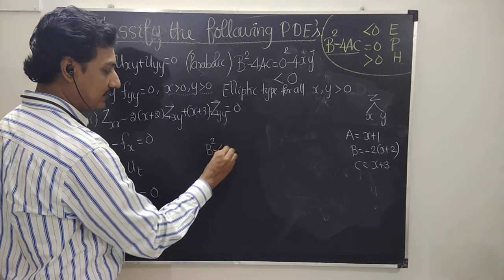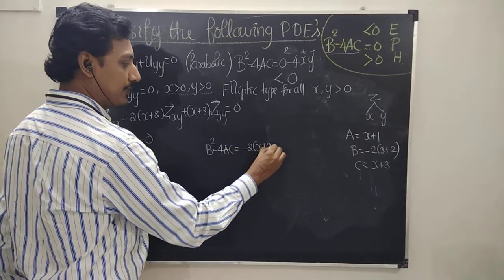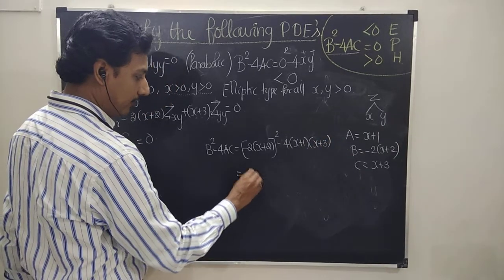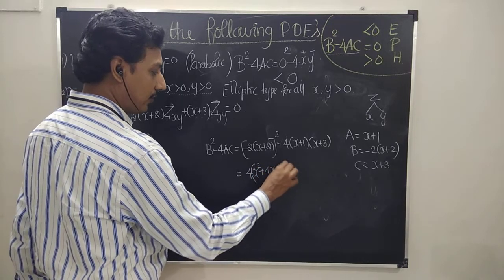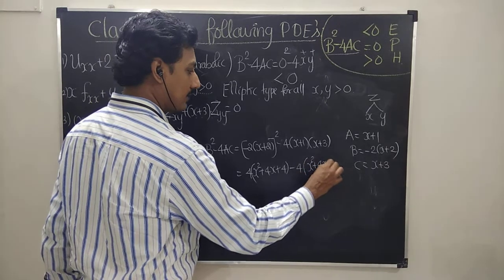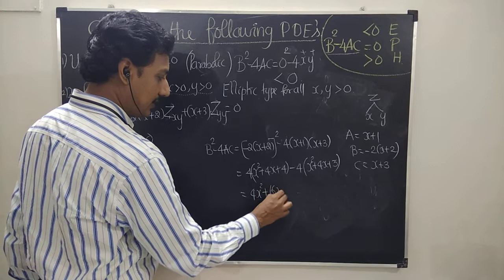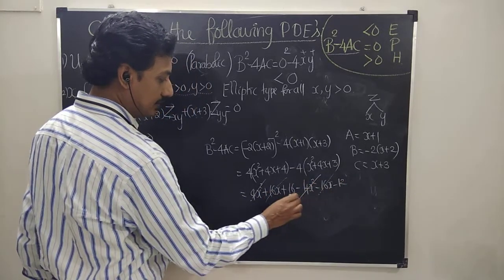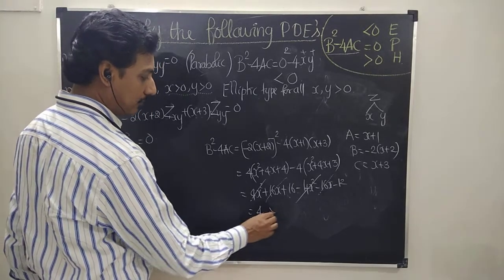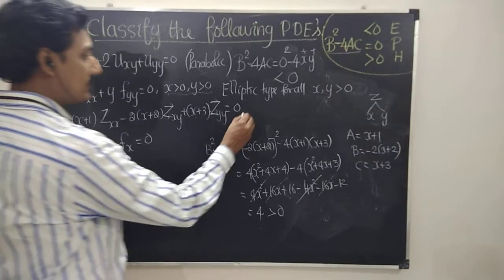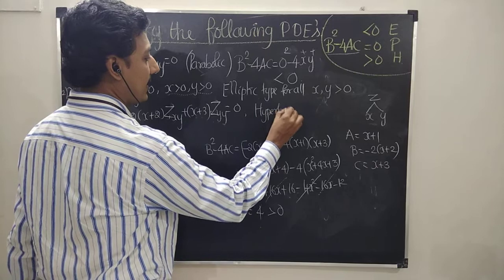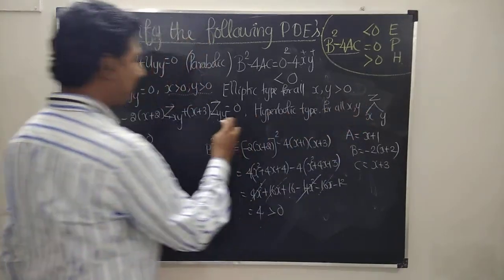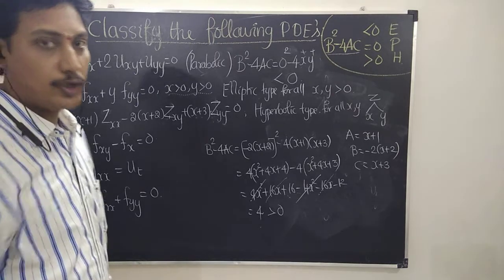Now find out the b squared minus 4ac value. So b squared minus 4ac is minus 2 into x plus 2 whole squared minus 4 into x plus 1 into x plus 3. Let us expand this. We get 4 into x squared plus 4x plus 4 minus 4 into x squared plus 4x plus 3. It is 4x squared plus 16x plus 16 minus 4x squared minus 16x minus 12. So 4x squared will be cancelled, 16x will be cancelled, 16 minus 12 is 4. So b squared minus 4ac is always positive. So this is the example for hyperbolic type equation for all x comma y, because the range of x and y is not mentioned here. So we say in general for all x comma y.